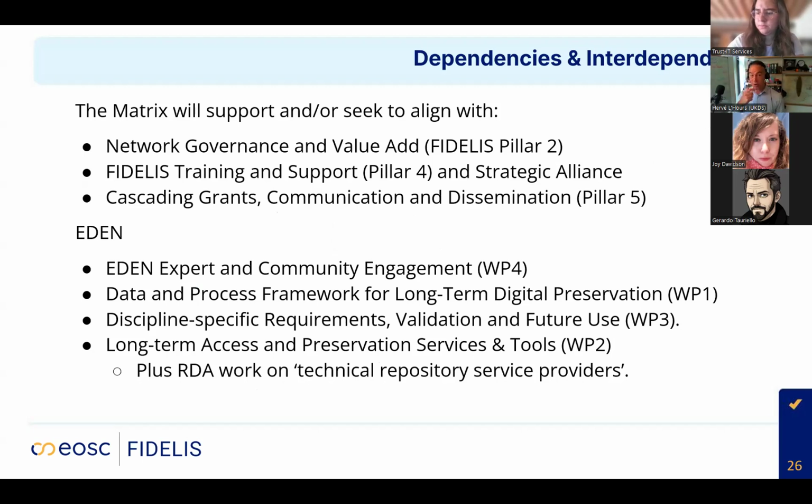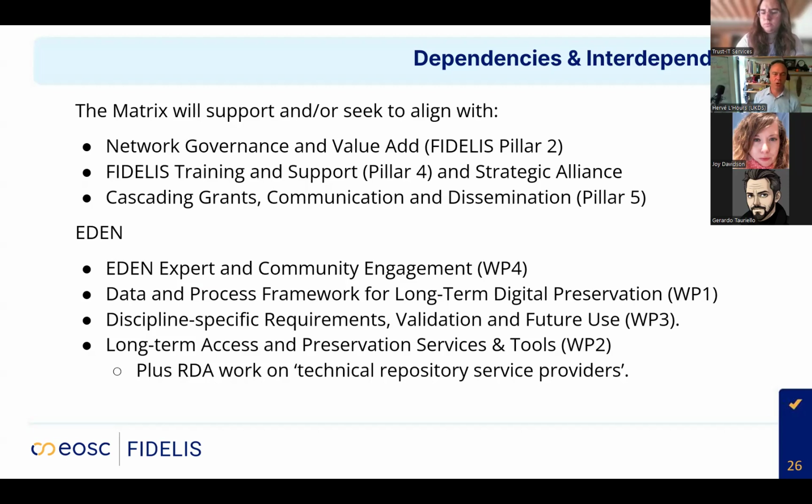And we've got a bunch of other dependencies and interdependencies to think through here as well. So the matrix will support and/or seek to align with network governance and value-added work in FIDELIS, FIDELIS's training and support, and their strategic alliance work, and the various cascading grants, communications, and disseminations that will be out there. So we're looking at using the matrix as a common thread and a connection point to a range of different interests, and different specialities, and a set of different criteria just from within FIDELIS.